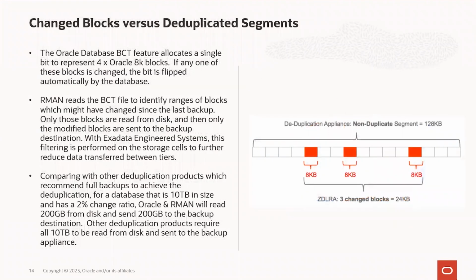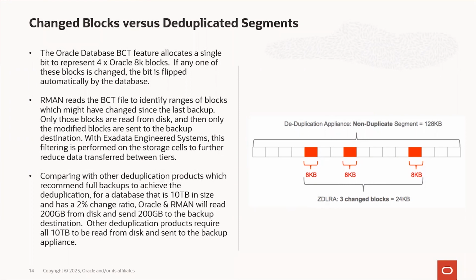So if we look a little deeper at the block change tracking feature, the BCT feature is implemented as a special file within the database with 1 bit representing 4 Oracle 8K blocks in a data file. If any one of those 4 blocks changes, then the bit is flipped automatically by the Oracle database. RMAN, when it runs, will then read the BCT file to identify which blocks might have changed, and then send the changed blocks to the recovery appliance.